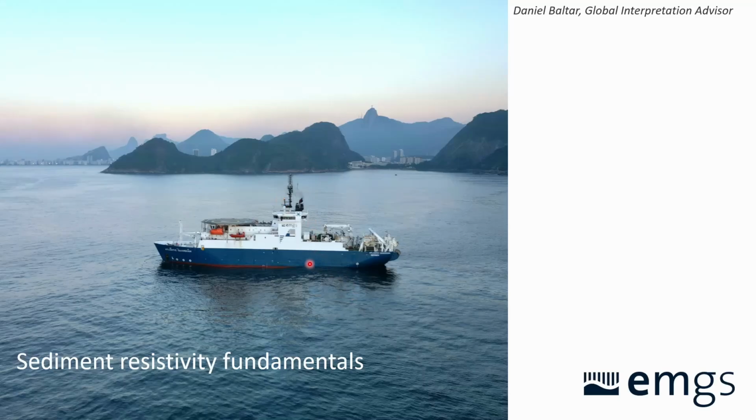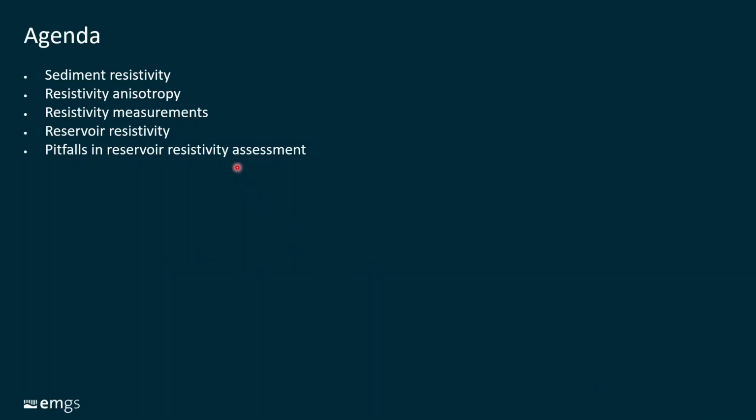In this presentation, we will go through some basic information about resistivity that is important to keep in mind if you are going to be interpreting controlled source electromagnetic data. We will start by looking at some basics of sediment resistivity, also resistivity anisotropy and resistivity measurements, particularly well logs. And finally, we go through reservoir resistivity and some pitfalls in reservoir resistivity assessment.